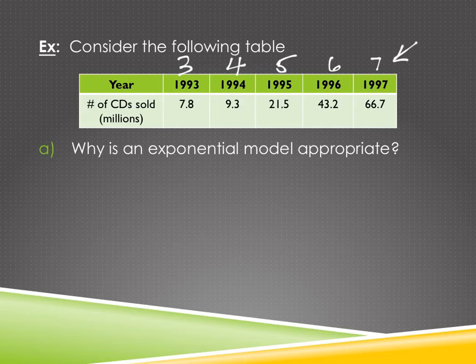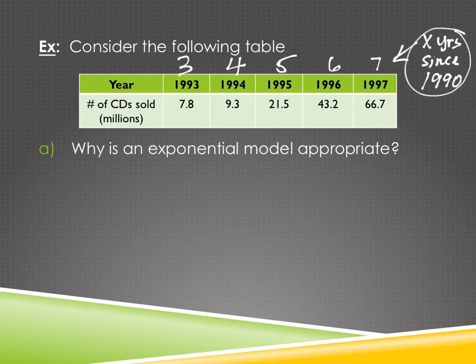Notice, when I did this, 3, 4, 5, 6, and so forth, I made my input X years since 1990. Do you guys see that okay? If 3 means 1993, 3 is also 3 years past 1990. This is going to be the way I identify my input in my model in just a moment. If you choose to let it be 0, 1, 2, 3, and 4, or whatever, then yours will say X years since 1993. That would be different. All right, these are CDs, so I'm going to call it C of X.